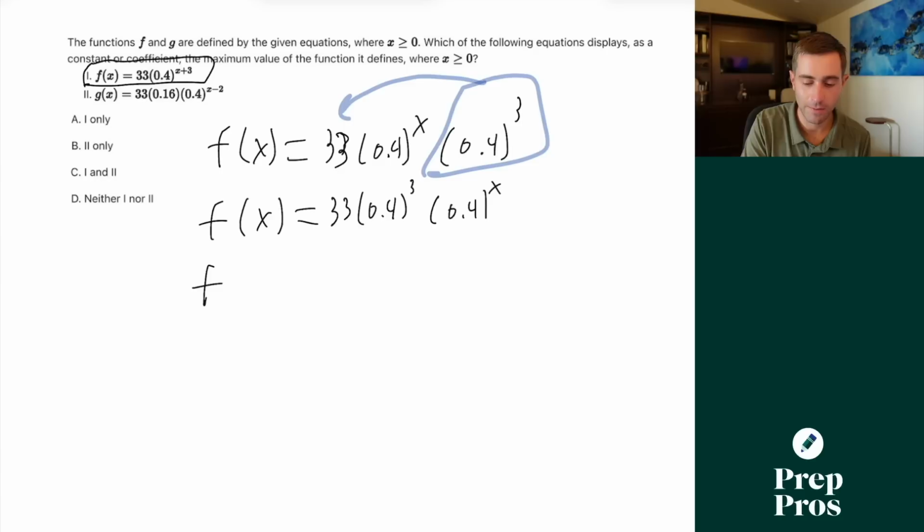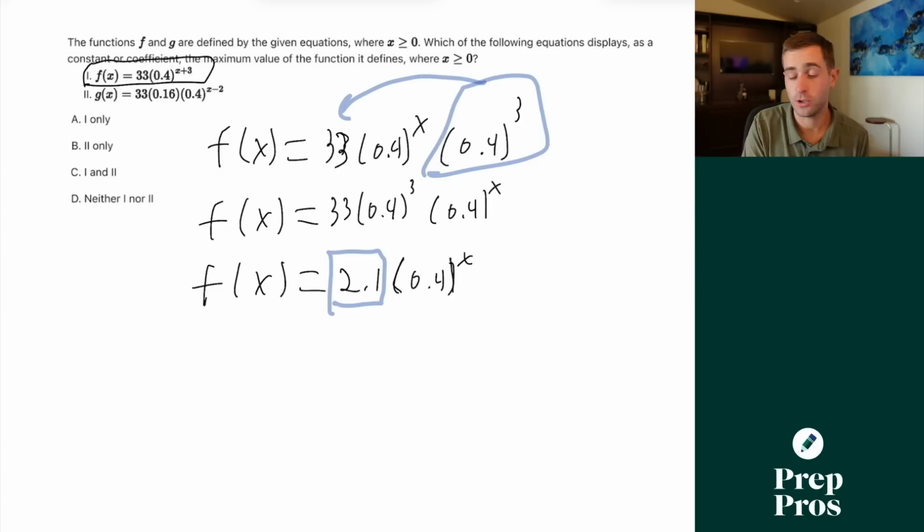Well, this is going to give us something loosely about 2.1 times 0.4 to the x. And going back to our exponential growth and decay, this would be saying our graph is starting at 2.1 and it's showing decrease every unit of x after. But that doesn't show us 33 in this original form, so that does not display as a constant or a coefficient, the maximum of the function.